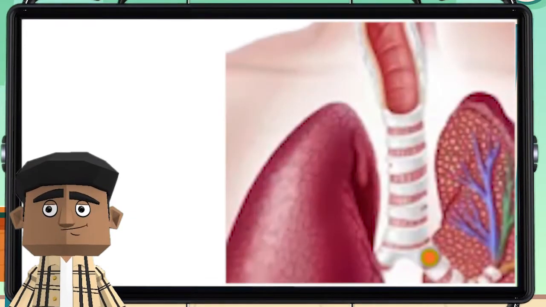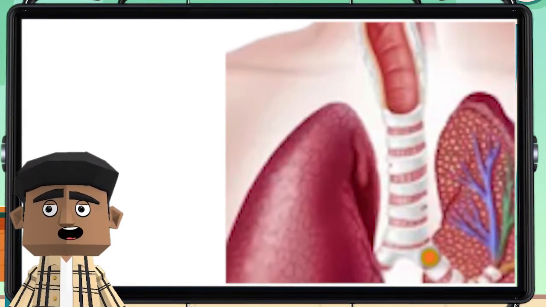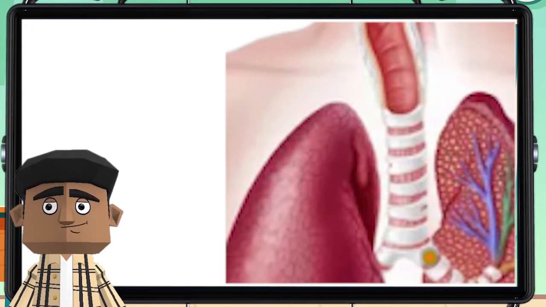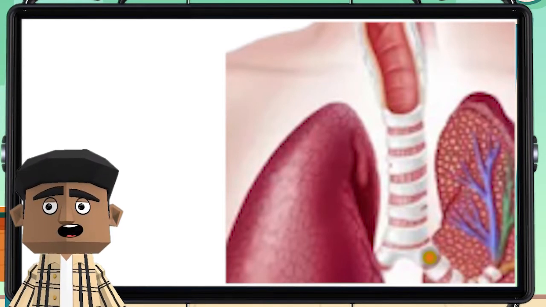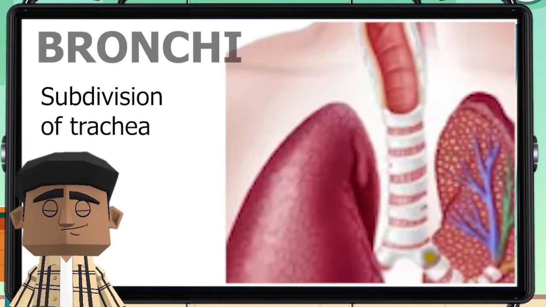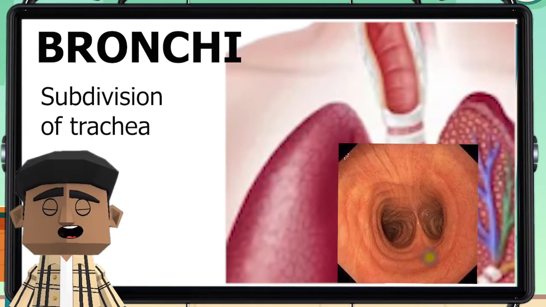Before oxygen enters the lungs, it reaches a place where the trachea branches into two tubes. Do you still remember these two tubes? Great! These two tubes are the bronchi. The left bronchus enters the left lung and the right bronchus enters the right lung. We can see the branching of the trachea in this illustration.